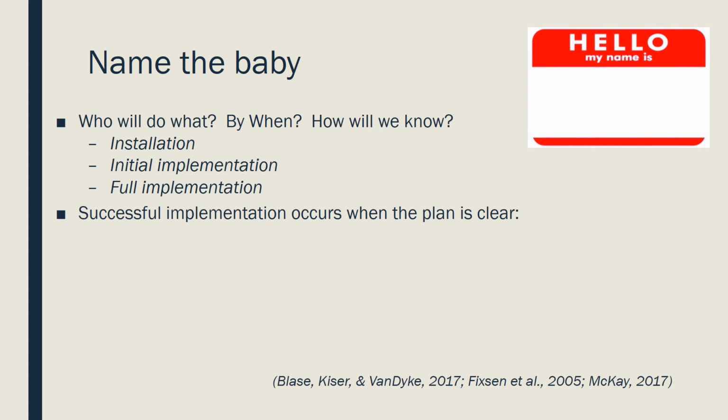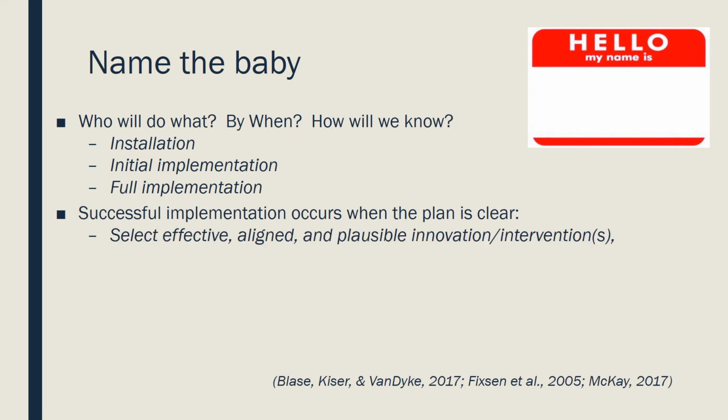Clear plans for implementation accomplish the following things. They define how and when effective, aligned, and plausible interventions will be selected, and they define who will be involved in selecting them. When the innovations or interventions are selected, the plan describes exactly what the innovation or intervention is, how the innovations and interventions are expected to impact student outcomes, and it justifies the expectation based on evidence. This is the information that you've collected when you use the Hexagon tool.